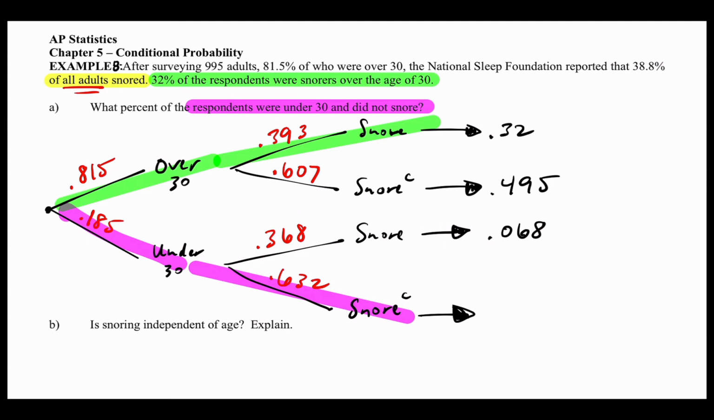And then I multiply for the last path, the one that I highlighted in purple, and I get 0.117.